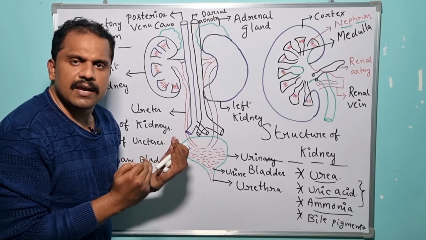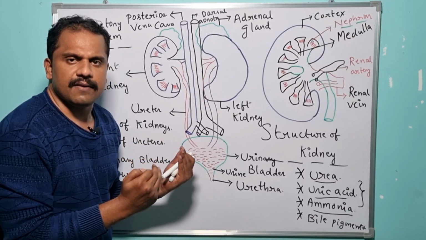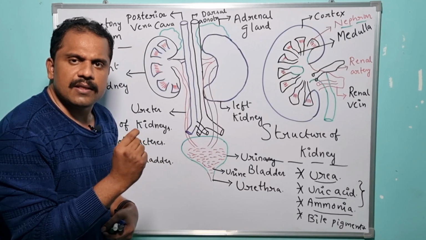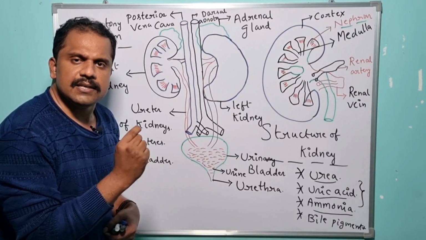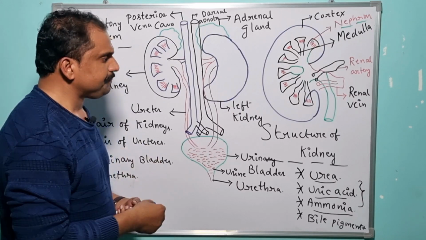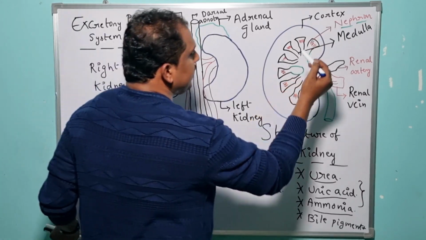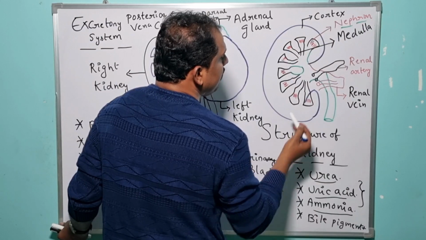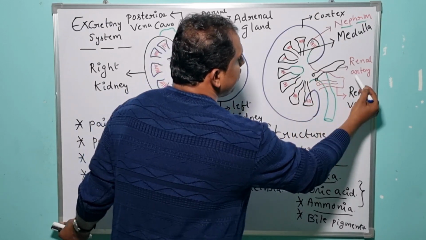So right now, we are not going to study about the structure of the nephron. When I explain the mechanism of urine formation, surely I will explain the structure of the nephron in detail, right?